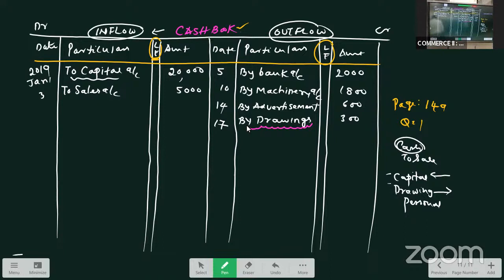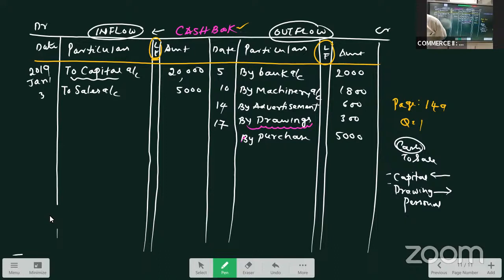Next is cash purchases. On 19, cash purchases. What does this transaction mean? Cash purchases means purchase of goods for cash. Cash purchases doesn't mean that you are purchasing cash. It means purchase of goods done on cash. So tell me, is it a receipt or a payment? It is a payment. When you purchase goods, you will make payment. There is an outflow of cash. So write it on the credit side by purchases. Amount is 5,000.